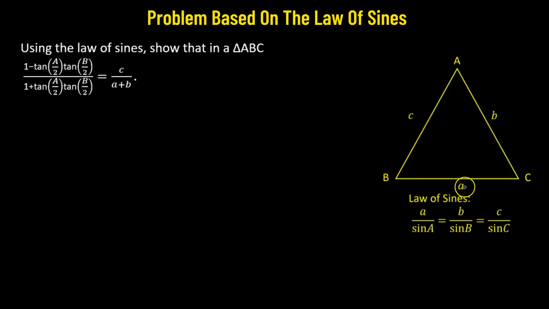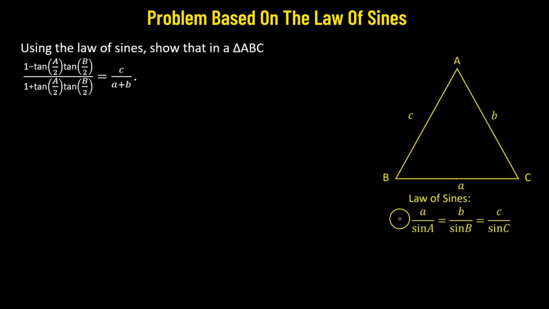Then the letters A, B and C, which are represented in lowercase, will be the sides opposite angles A, B and C respectively. Now, the law of sines states that the ratio of side A to the sine of the angle opposite to it, that's angle A, will be equal to the ratio of side B to the sine of the angle opposite to it, so that's angle B, and it's also equal to the ratio of side C to the sine of the angle opposite to it. So this is the law of sines.